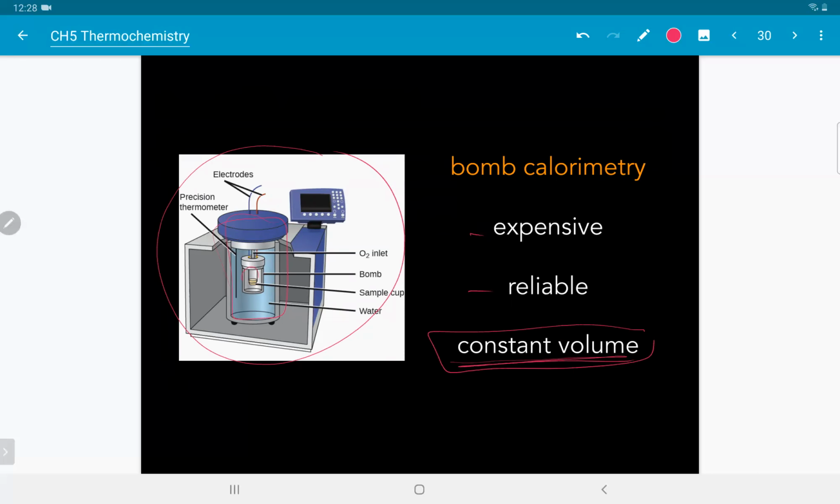So the pressure inside here can change, and the pressure is going to change because the oxygen is going to be absorbed and you're going to create gas molecules like CO2, H2O, maybe some SOx or NOx, depending upon what your sample is and what atoms are in that sample. But I would like for you to know that bomb calorimeters are under constant volume. Remember, coffee cup calorimeters are under constant pressure. So the volume actually could change if it got hot enough.